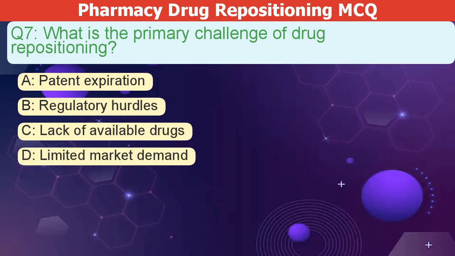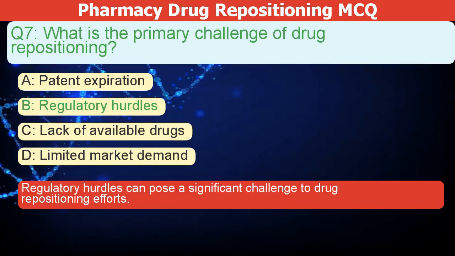What is the primary challenge of drug repositioning? A. Patent expiration. B. Regulatory hurdles. C. Lack of available drugs. D. Limited market demand. The correct answer is B. Regulatory hurdles can pose a significant challenge to drug repositioning efforts.